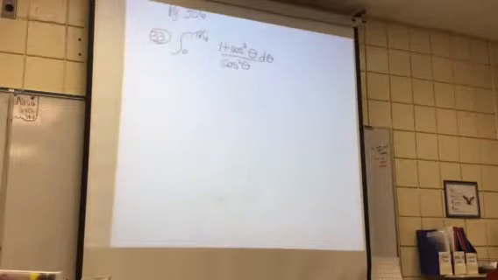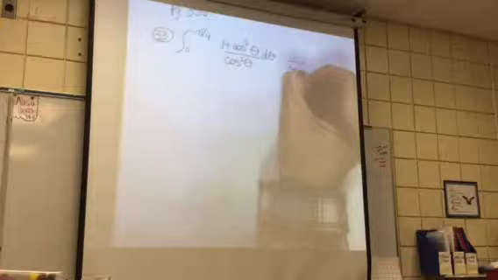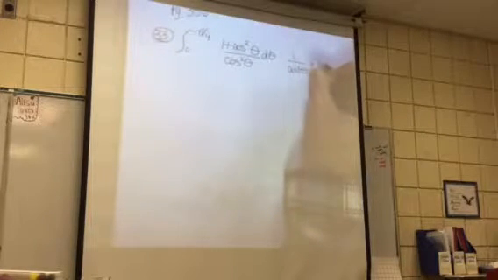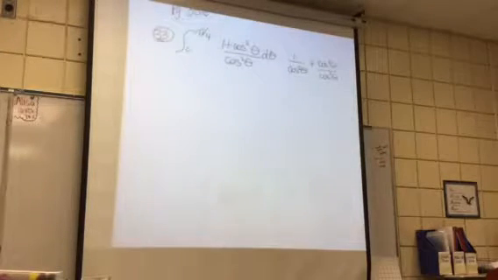Nope. Isn't it 1 minus cosine? If it were going to be sine squared, it would have had to have been 1 minus cosine squared. Oh, right. Isn't it 1 over cosine squared plus cosine squared over cosine squared? You just rewrote it.